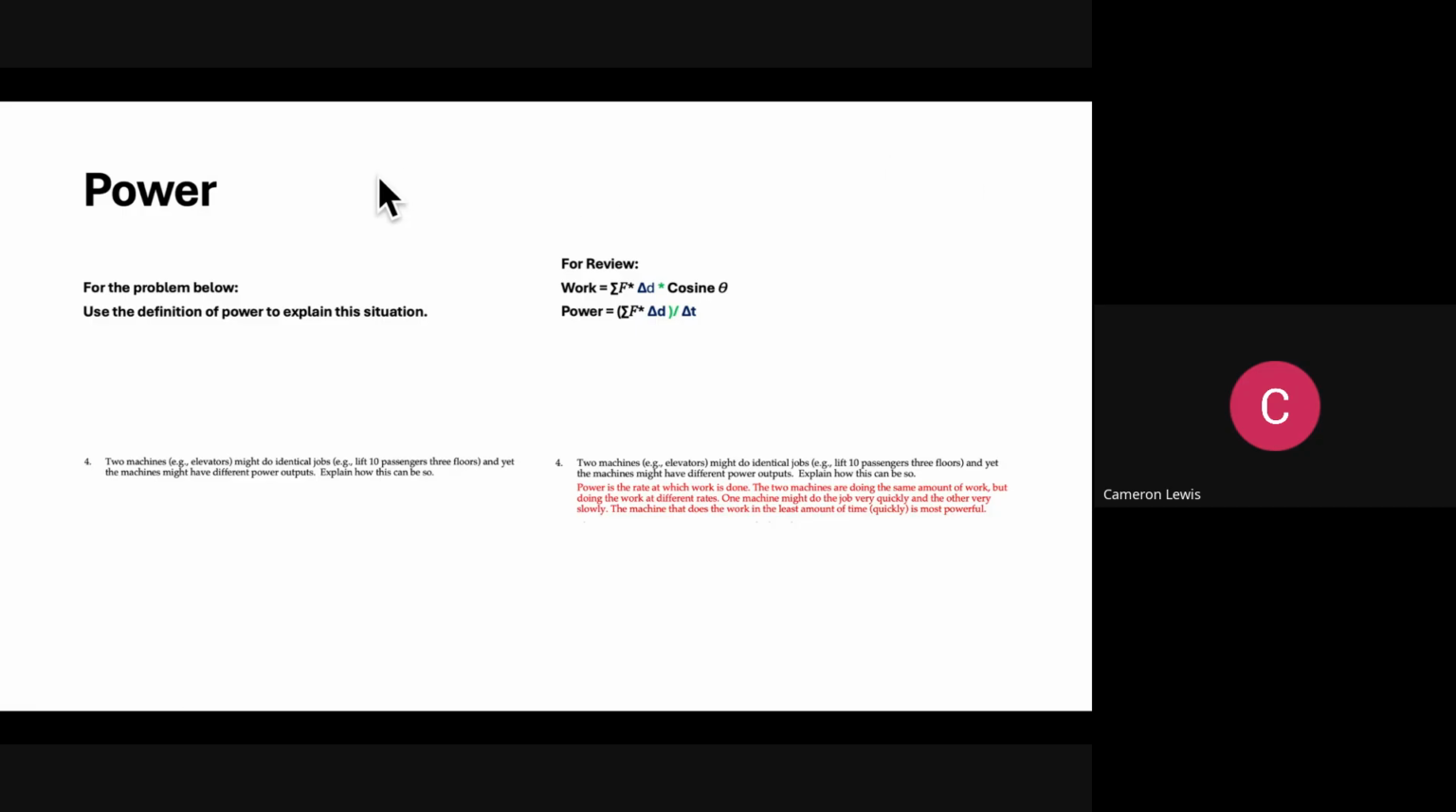So for our explanation, power is the rate at which work is done. The two machines are doing the same amount of work, but doing the work at different rates. One machine might do the job very quickly, and the other one might do it very slowly. The machine that does the work in the least amount of time is the most powerful. So like we just said, that time difference, right?